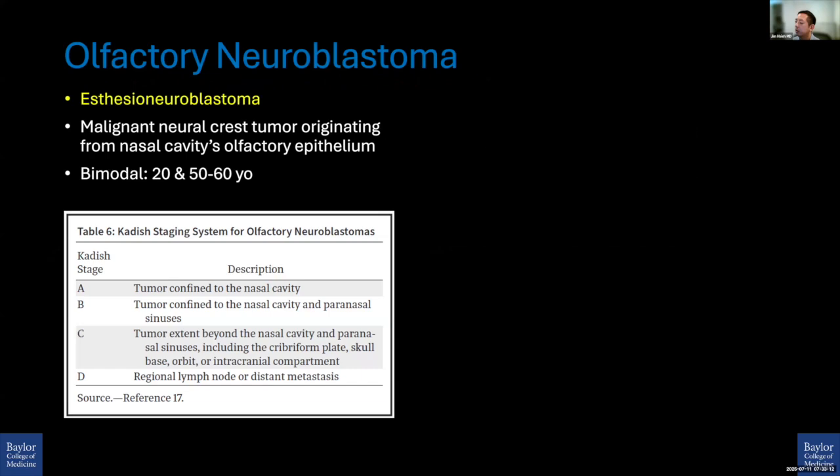So now I want to move on to neuroendocrine malignancies. First one to talk about is going to be olfactory neuroblastoma, or esthesioneuroblastoma. It is a malignant neural crest tumor originating from the nasal cavity's olfactory epithelium. It has a bimodal distribution of 20 to 30 and 50 to 60-year-olds.